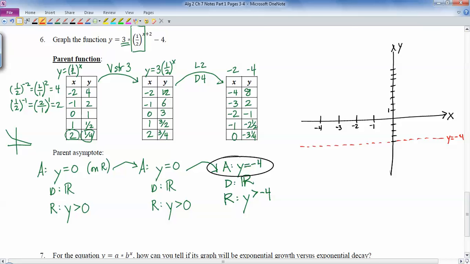And let's see here. We've got the point -4, 8. So that's way up here. And then -3, 2. And then -2, -1 would be about here. And then 1, -2.5. 0, -3 1/4. So you can kind of see this thing is decaying this way, like that. Exponential decay.